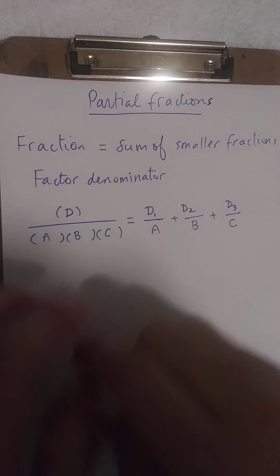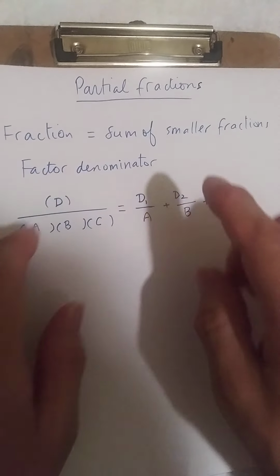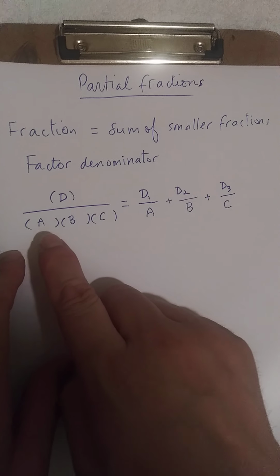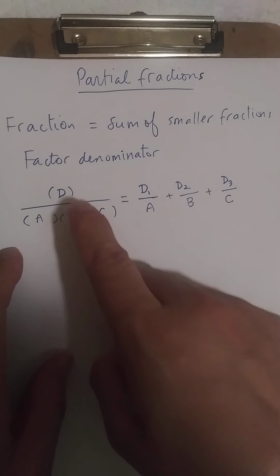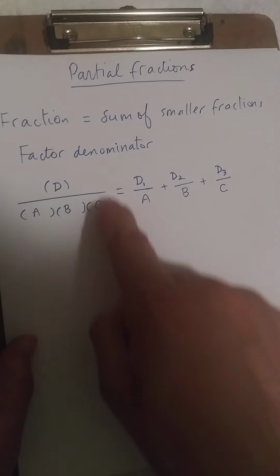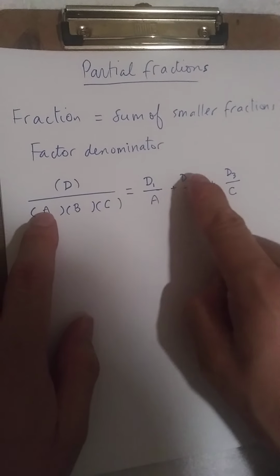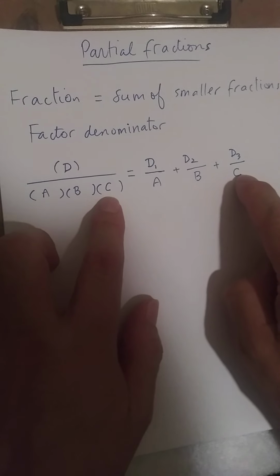In order to do this, first we need to factor the denominator. So we have a long denominator and we factor it. Let's suppose we have a fraction like this. When you factor the denominator, it'll be the product of A, B, and C. So A, B, C are factors. So what you do is you break up this big fraction into smaller fractions, one with the denominator A, one with the denominator B, and one with the denominator C in general.